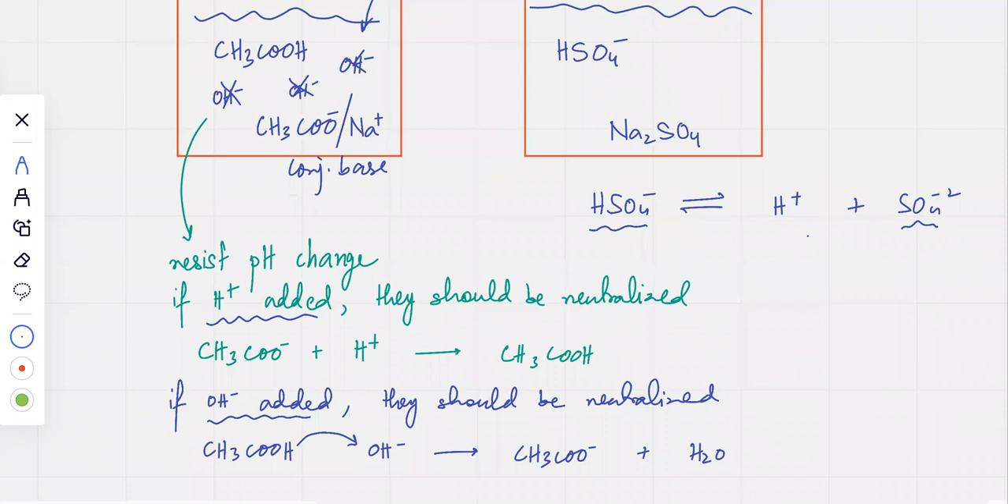So there are also conjugate acids, right? Like there's a thing called conjugate acids as well. Yes, that's with bases, but we won't be studying bases. Like if you have a weak base and a conjugate acid, then that would also act as a buffer. But that buffer is not in our course.